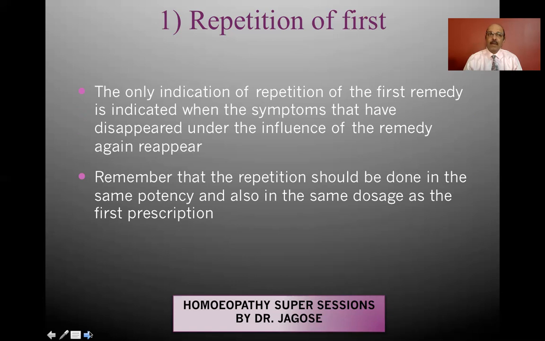So you give, for example, in a case, 1 dose, wait and watch, and the patient is better, better, better, better. Fine, you give a placebo. But a point in time may come when the patient is not better and the symptoms he had in the first interview when you saw him again reappear. It just shows that this is the time to repeat the first remedy. Remember that the repetition should be done in the same potency and also in the same dosage as the first prescription. Whatever potency you used before, that pattern should also be followed.